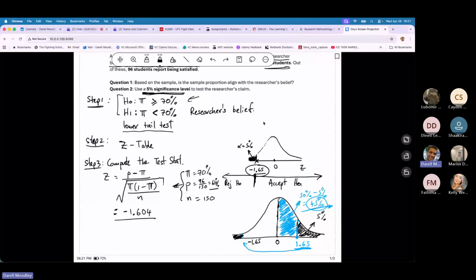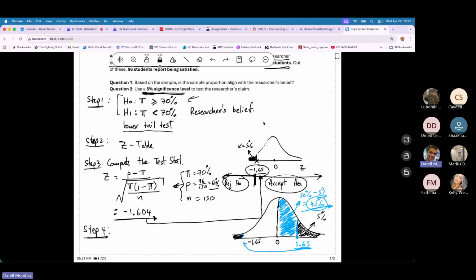All right. Step 4, which is the quickest of all of them. Compare what you have in step 3 to your rejection region here. Does minus 1.6 land on the left of minus 1.65? Does it land in the rejection region, or does it lie in the acceptance region? Now, minus 1.6 is less negative than minus 1.65, so this value lies on the right of it. If it were more negative, say minus 2, then yes, it would fall in the rejection region, but it's minus 1.6. It's pretty close, but it's still on the right of minus 1.65.